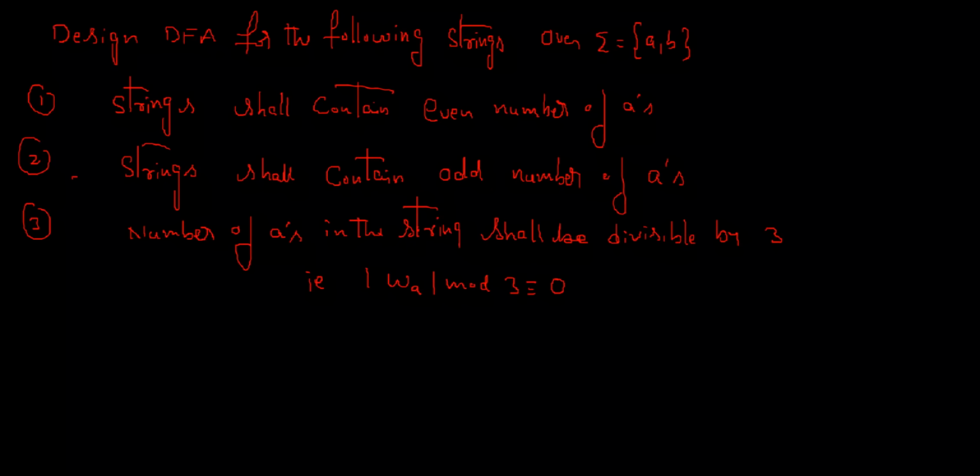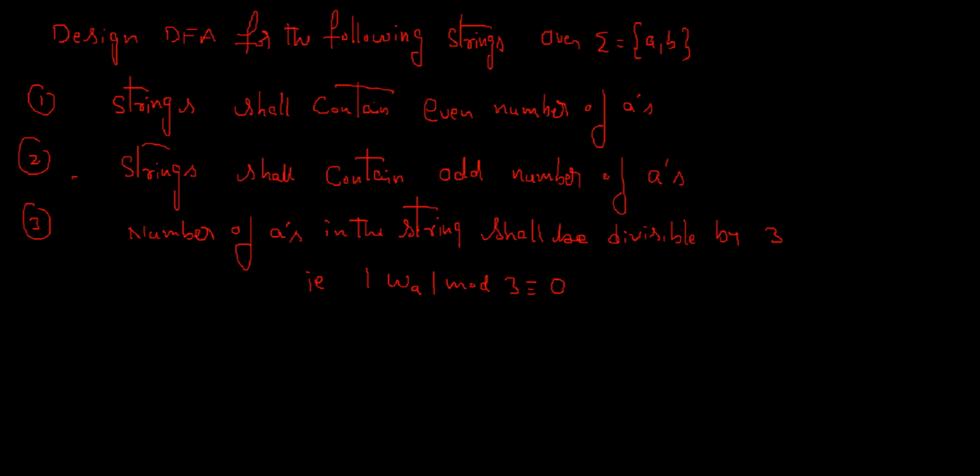In the second problem, the string shall contain an odd number of A's. That means the number of A's in the given string shall be an odd number. And the third problem is the number of A's in the string shall be divisible by 3. That means if you count the number of A's in the given string, that will be divisible by 3.